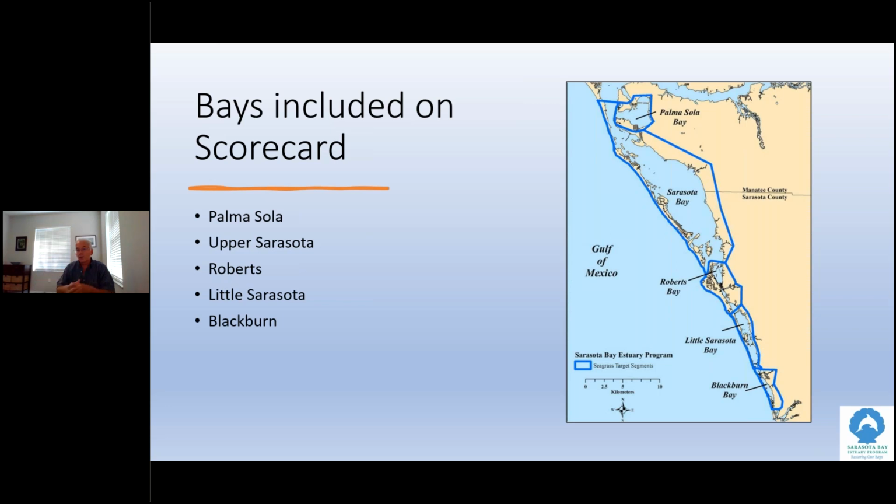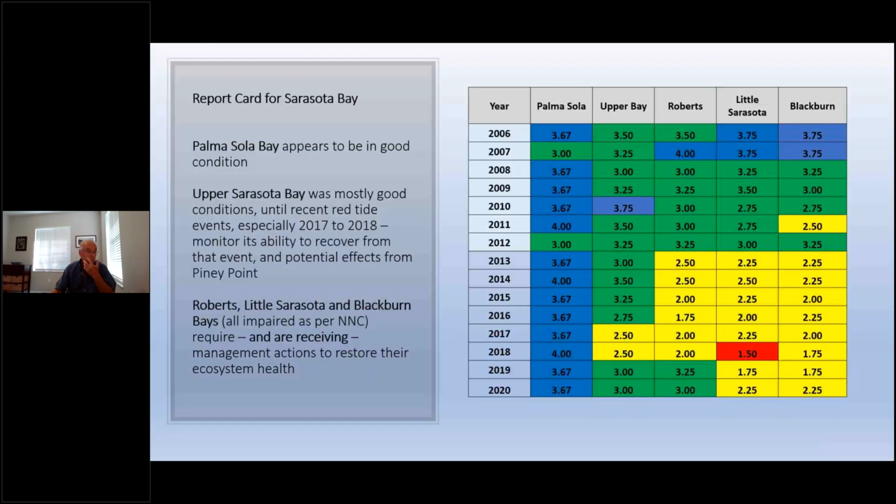But for those of you unfamiliar with Sarasota Bay, here it is. Palma Sola Bay to the north. The big part is fairly consistent water quality in upper Sarasota Bay. And then 3 very different kinds of systems in the lower part of the bay. We were just out on all 3 of them yesterday even. So we spent a lot of time on the water.